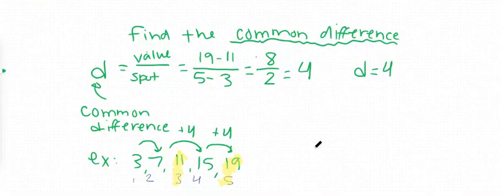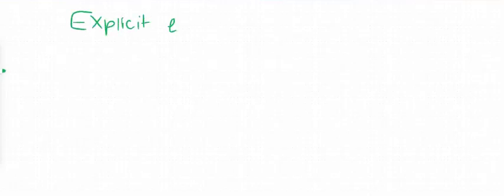Once we have our common difference, we can write an equation that can find us any value. What we call our equation is called an explicit equation.